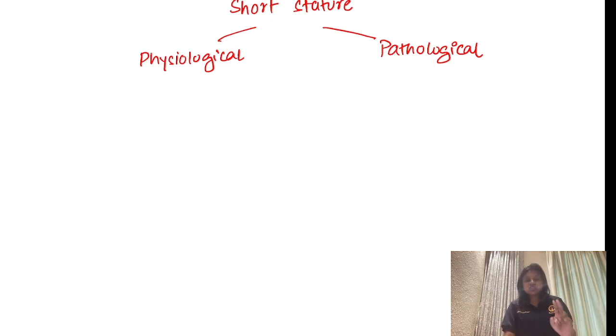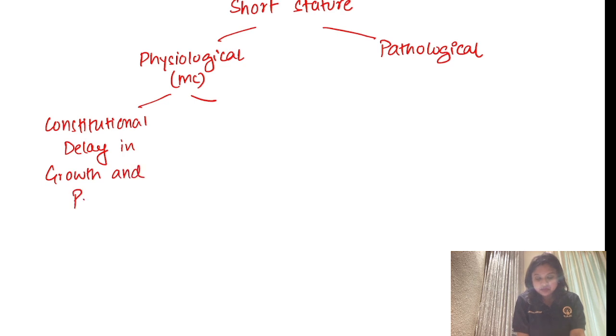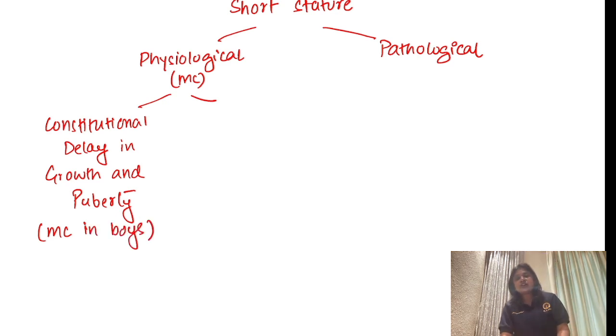In physiological short stature, which is again the most common type of short stature, we have two categories. One is constitutional delay in growth and puberty, which is by far the most common cause of short stature overall, and it is more common in boys. And remember, in constitutional delay in growth and puberty, bone age is delayed.